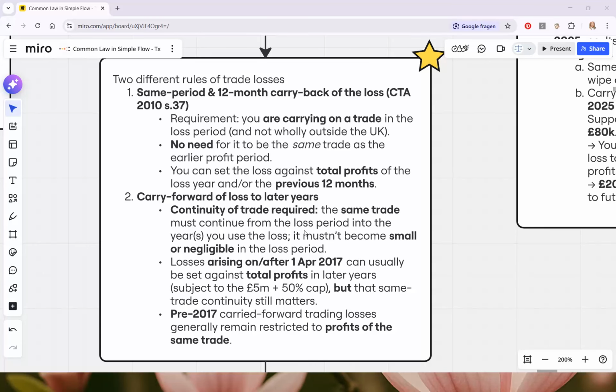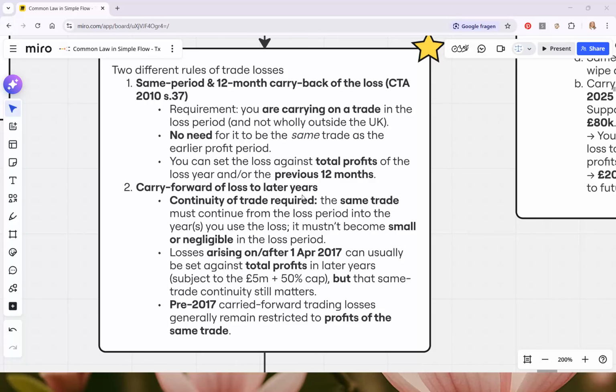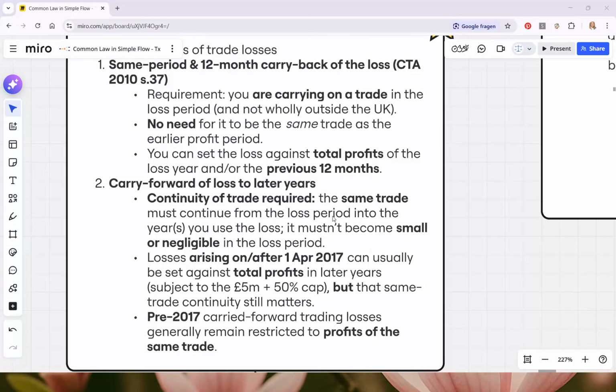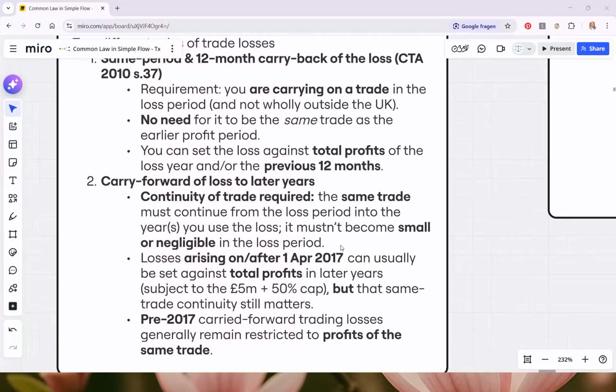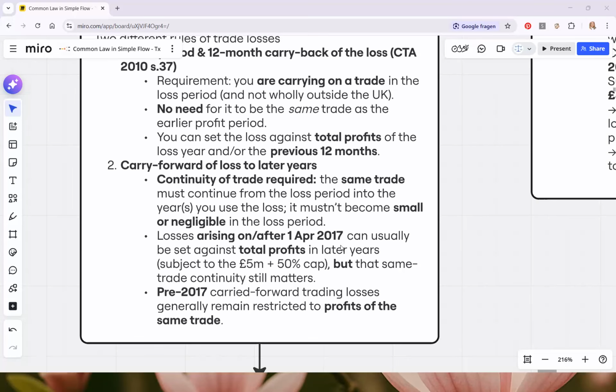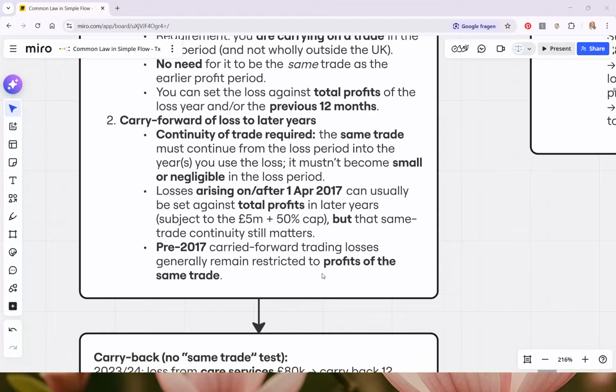The second rule: carry forward of loss to later years. Continuity of trade is required. The same trade must continue from the loss period into the years that use the loss. It must not become small or negligible in the loss period. Losses arising on or after 1st April 2017 can usually be set against total profits in later years, subject to the 5 million plus 50% cap. But that same trade continuity still matters. Pre-2017 carried-forward trading losses generally remain restricted to profits of the same trade.